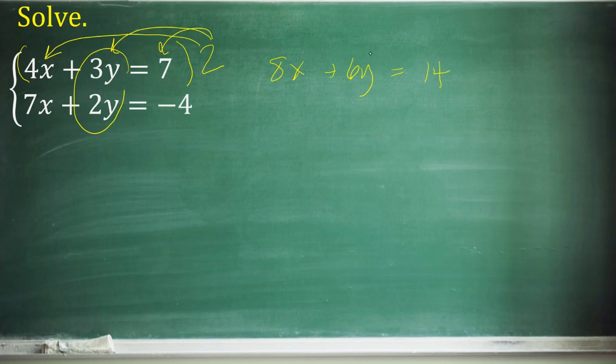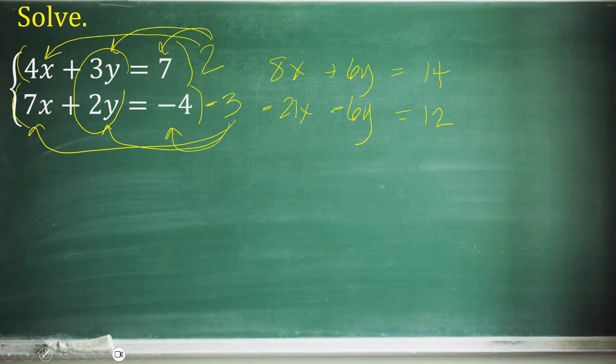Since this is 6y right here, I now need to make this equation such that my y term equals negative 6y. So I'm going to multiply this one by negative 3, because when I multiply my 2y by negative 3, I get negative 6y. When I do that, I get negative 21x minus 6y equals 12. All right, so my first check that I did this right is going to be that when I look at my y terms, does 6y minus 6y equal 0? It does. I correctly eliminated y.